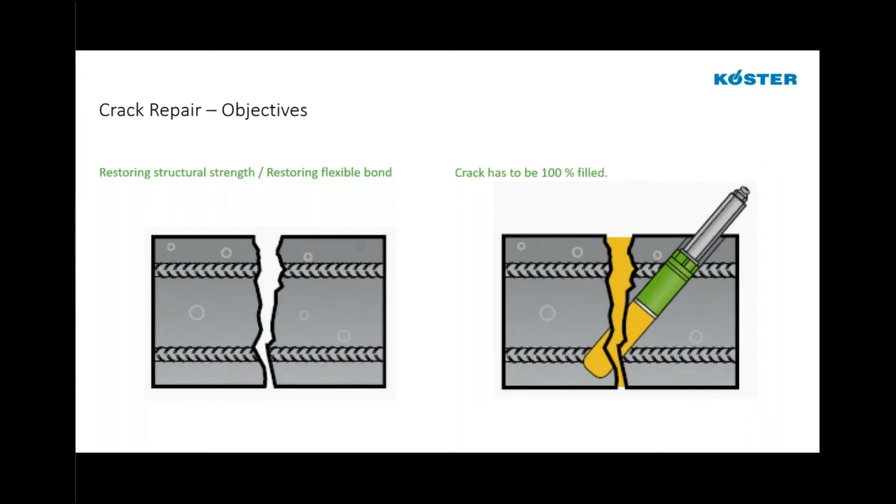Finally, for structural repair, restoring structural strength and flexible bond, the crack must be filled 100% with some kind of repair material, and can't just be gravity-fed or surface sealed. We have to make sure that crack is 100% filled so that it restores the physical properties that we're looking for with that construction member.